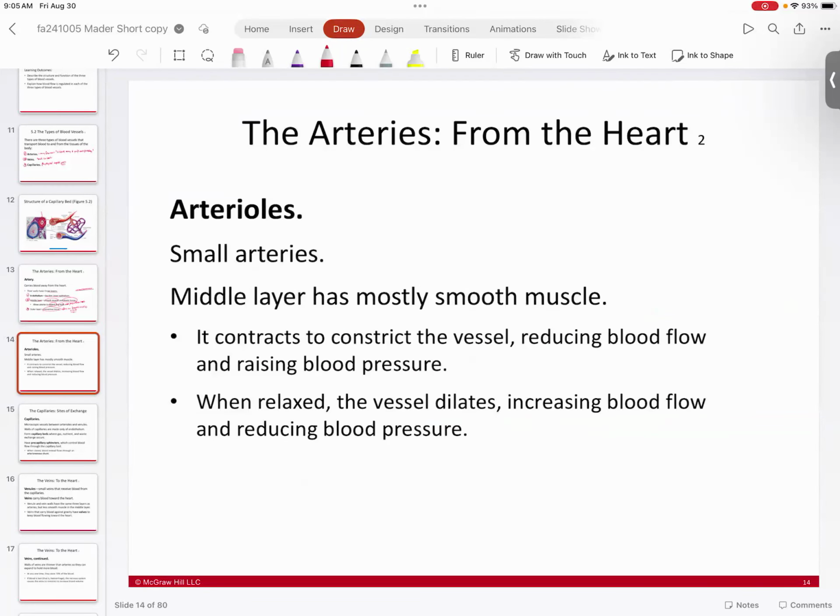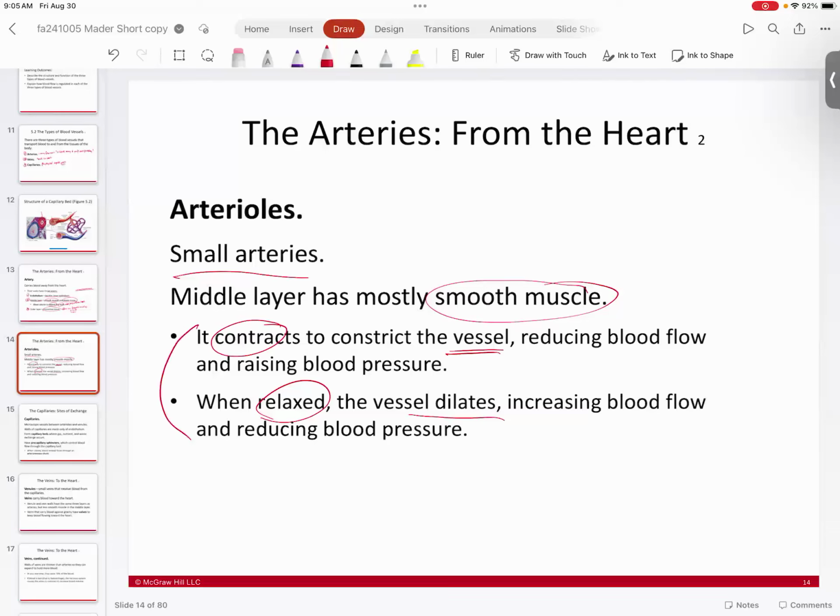Now, as we move from arteries, we're going to get smaller and smaller until we get to arterioles. Arterioles are small arteries. Mostly their middle layer, that muscular layer, has smooth muscle in it, but that's mostly what it's got. It doesn't have a lot of that outer layer. Its job is to contract and constrict the blood vessel, or to relax and dilate the blood vessel.